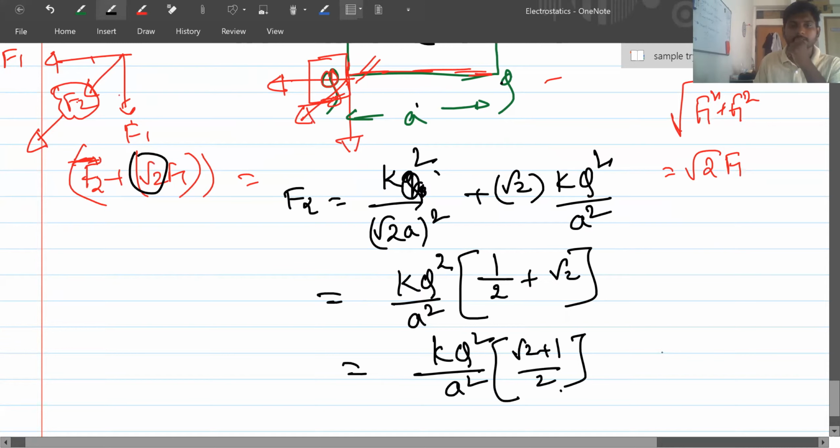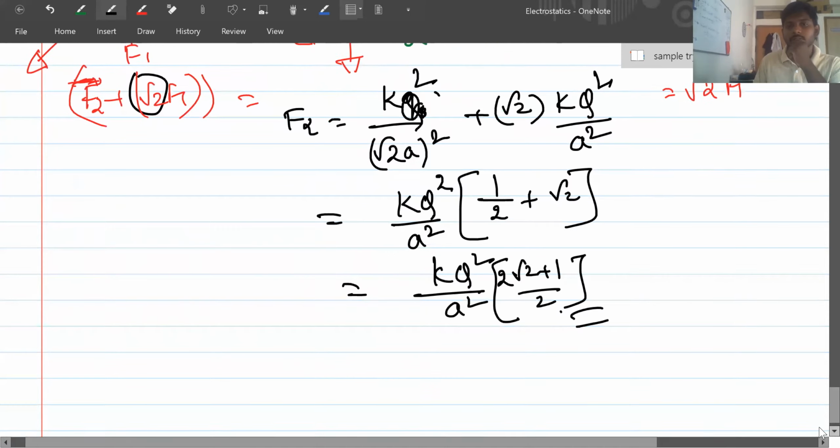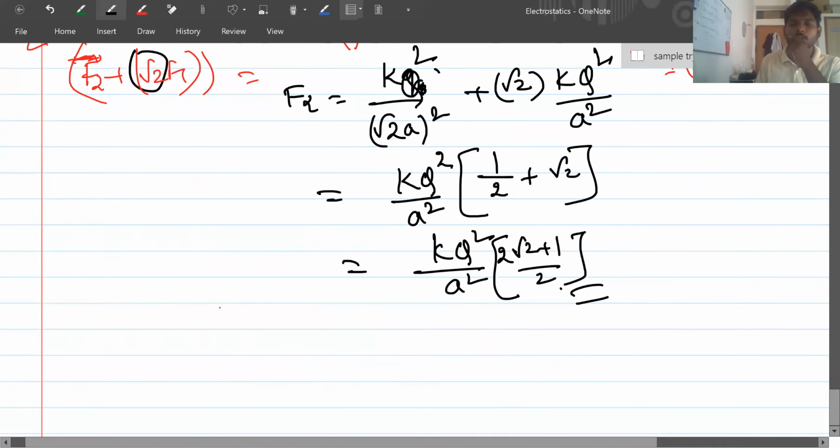Got it? So sorry, 2A square. This will be root 2, 2 root 2 plus 1 by 2. So you understood how I solved this problem?